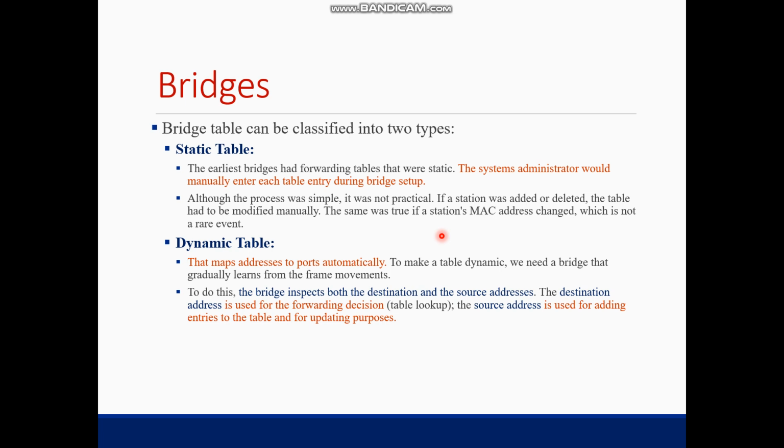And the second type is the dynamic table. In this type, the addresses are mapped to specific ports automatically, and this is driven through a learning process. So the bridge learns automatically based on the movement of the frames.